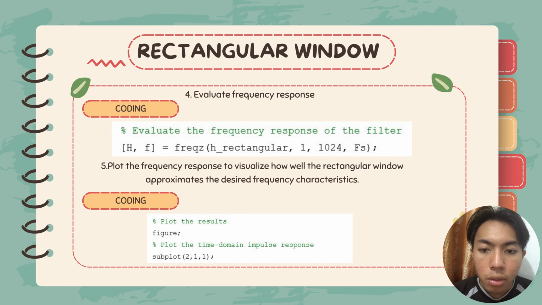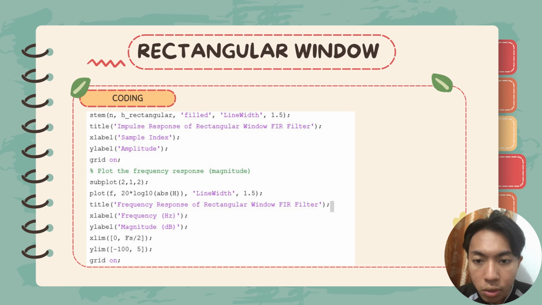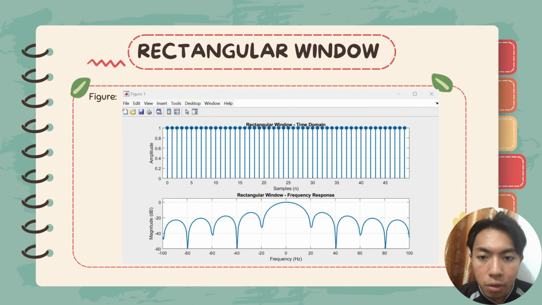And finally, we'll be plotting all of our data, the rectangular window and its frequency characteristic. So this next part is just to visualize. We can see our rectangular filtering window. First we plot the time domain impulse response, subplot, and then the next code is the plot for the rectangular window, and then the next is the plotting for the frequency response. You can see the list goes on. Frequency response of rectangular window FIR filter, and from all of the coding, we have this figure.